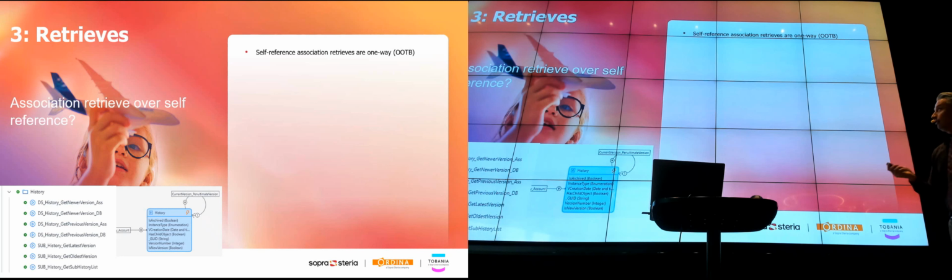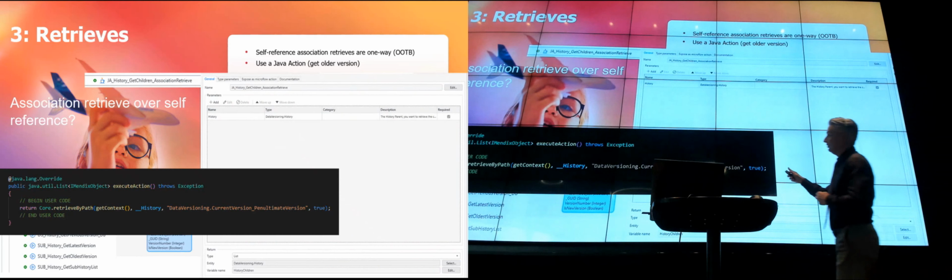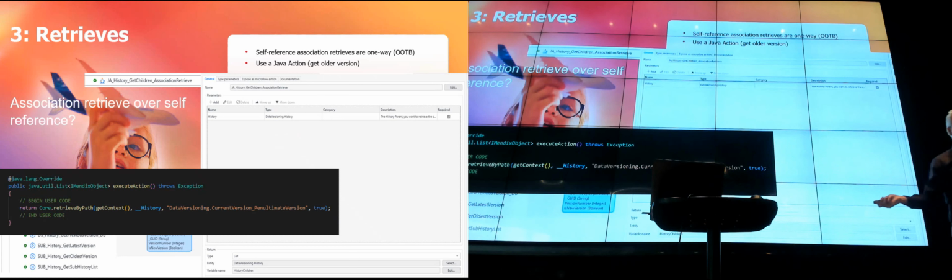How do we deal with that? It's a fairly simple solution. You can use a Java action with one line of code. It's actually like this. So one Java action, you put the history inside, and then it's Core.retrieveByPath, getContext, and then the 2 bits here are the module name and the association name. That's all you need to do, and then you get your objects. That's it.